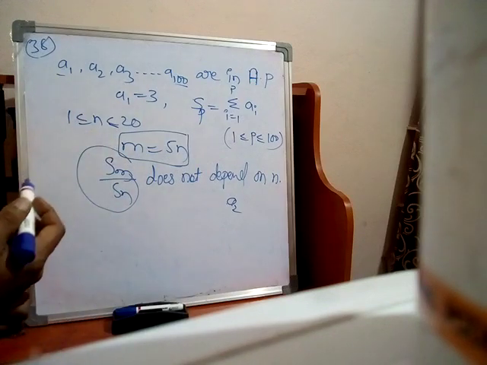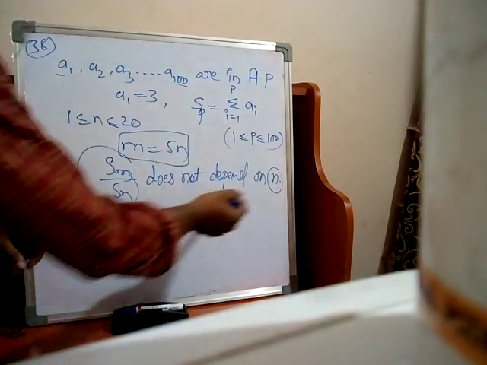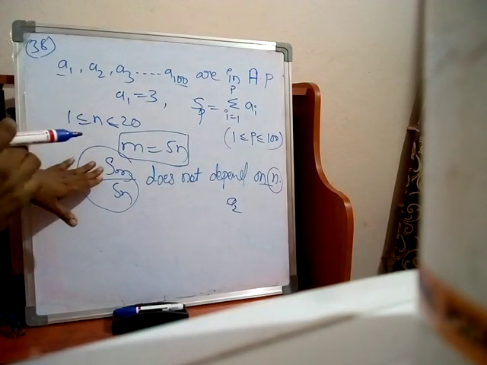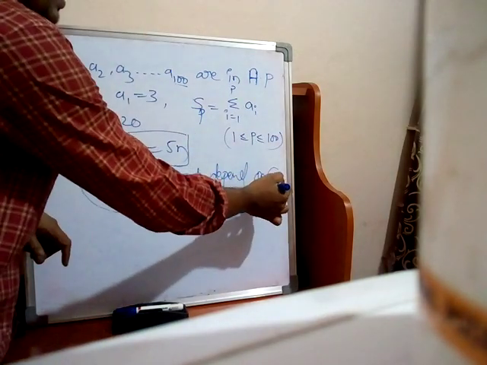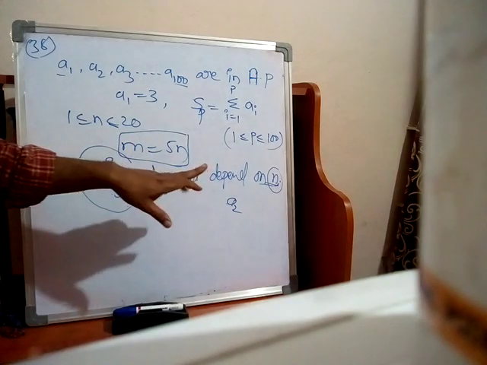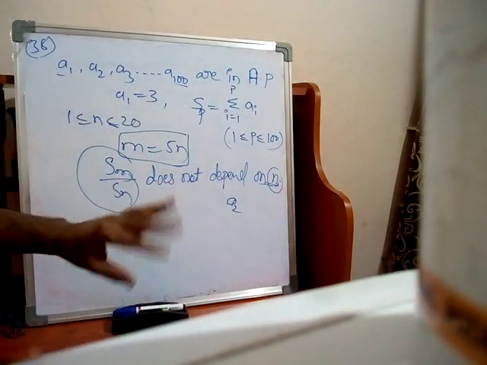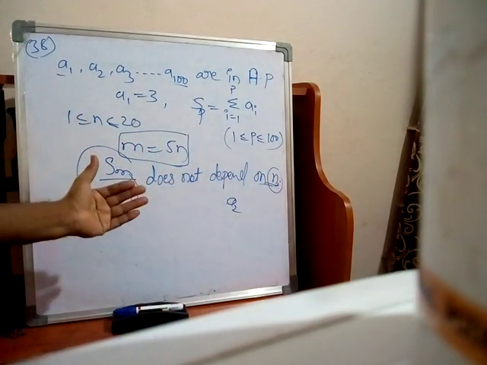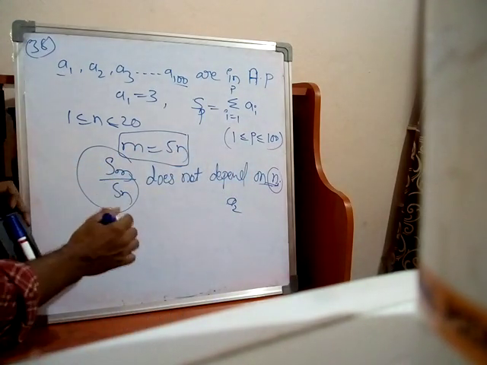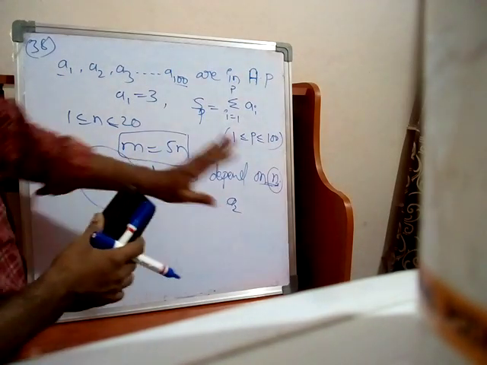Does not depend on N means this ratio does not contain N, it is independent of N. Independent of N means we have to remove the N terms from this ratio. That is called independent of N. Same as in the 24th problem, independent of X, like that, independent of N.